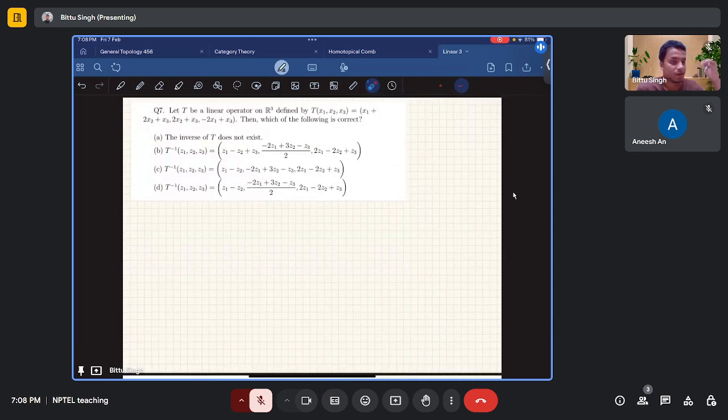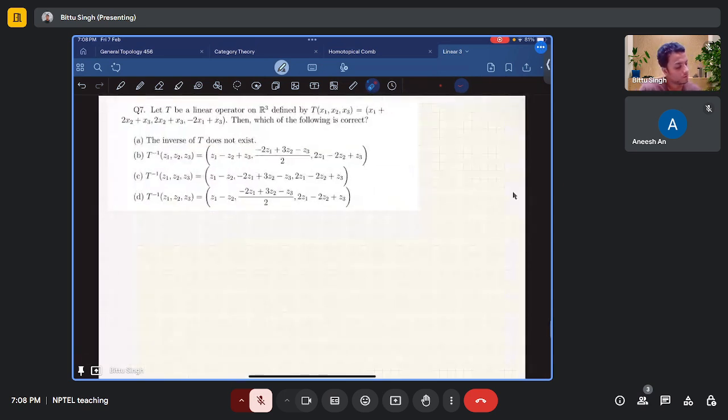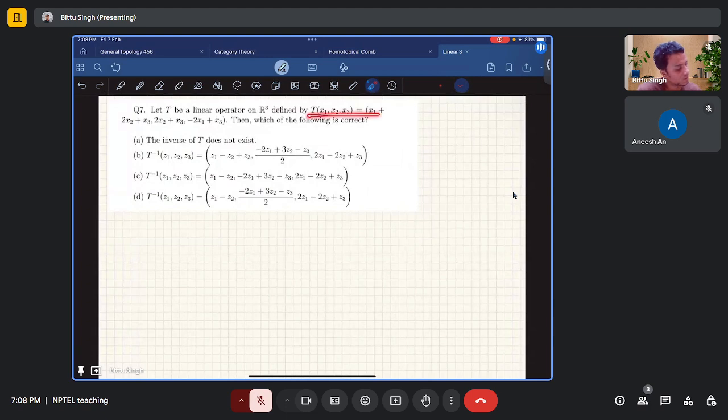For question number 7, here T is defined as this. T is a linear operator on R3. Linear operator means its domain and codomain are the same. It is a linear transformation from V to V. So V is here R3. Then which of the following is correct?